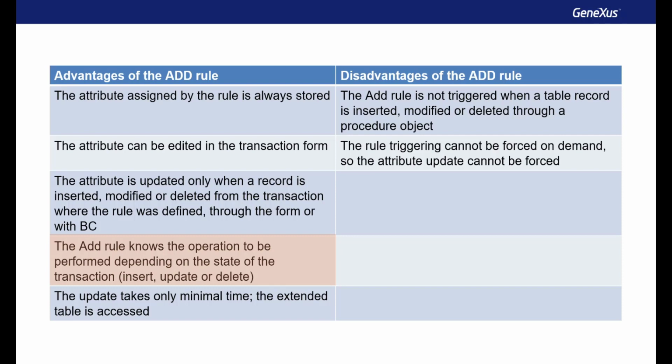The add rule knows the operation to be performed depending on the state of the transaction. In other words, it knows if it has to add when a record is inserted, subtract if it's deleted, or modify when an update is performed. The update takes a very short time, since only tables belonging to the extended table are accessed. The main disadvantages are: the add rule is not triggered when a table record is inserted, modified, or deleted through a procedure object, so in this case, the attribute value is not updated. And it's not possible to force the rule to be triggered on demand, so it's not possible to force the attribute to be updated.